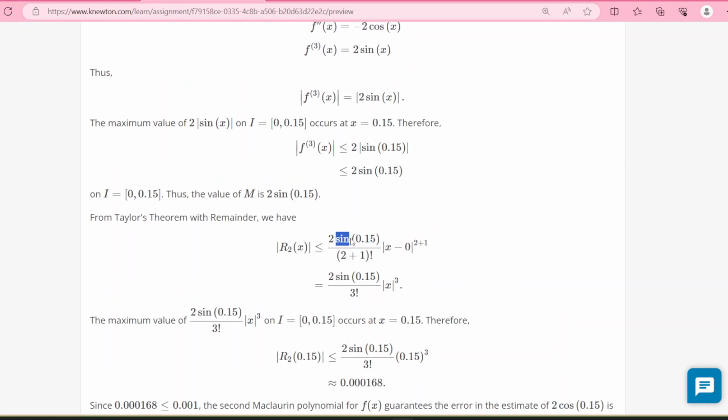I don't particularly care for the fact that this is used, because we're trying to estimate 2 times the cosine of 0.15. Chances are, if you don't know what 2 times the cosine of 0.15 is, then you don't know what 2 times the sine of 0.15 is. So why would you use something that you haven't even estimated yet, or don't know the value of, in a calculation?